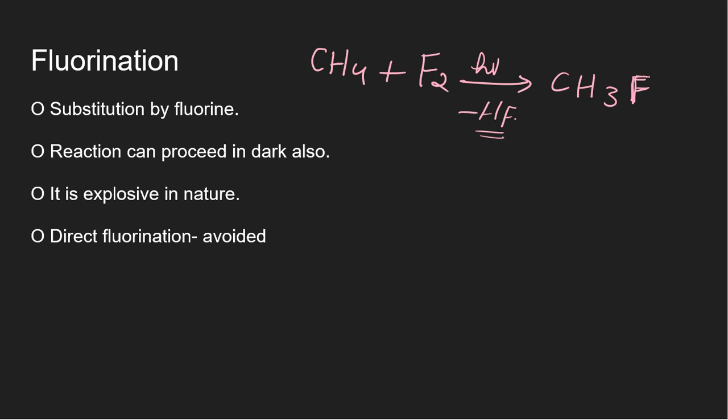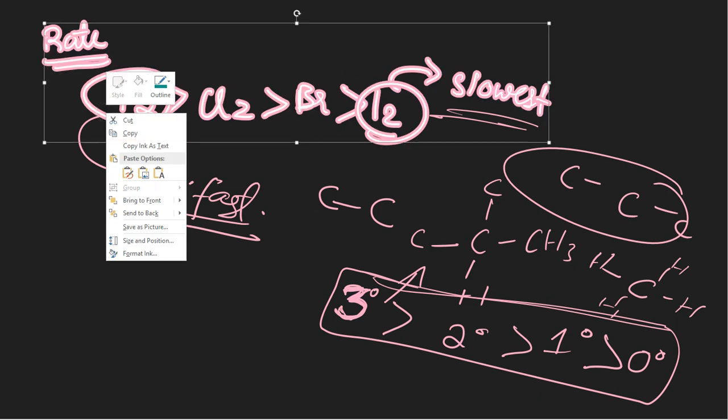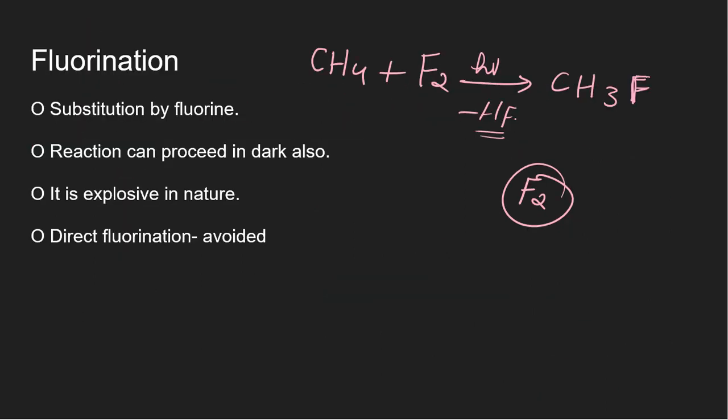Now, this is a very strong reaction. You can say this is a very highly exothermic reaction. Why is this highly exothermic? Because fluorine, as I have already shown you before, is very reactive. Since it is extremely reactive, and it goes into a reaction which is very fast, it is highly exothermic. So a lot of heat energy is evolved in this reaction.